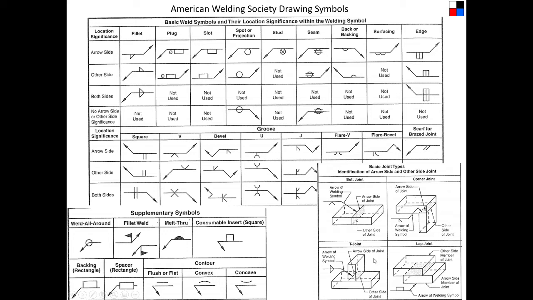The same thing applies for corner joint, T-joint, and lap joint. Lap joint is pretty confusing to me about what the near side and the far side means, but anyway, you can use this as a reference if you need to. So let's look at an example.